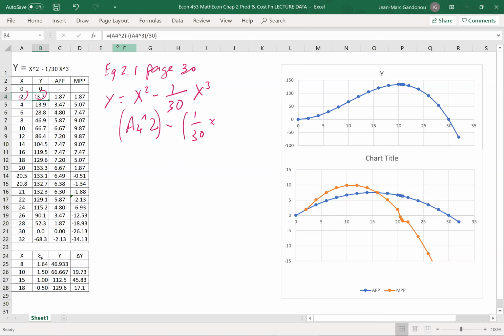So this is A. So here, times, so this is times, maybe I'll write this, times A4 to the power 3. And so basically, y equals 2 square minus 1 divided by 30 times 2 to the power 3. And that will give me 3.7.